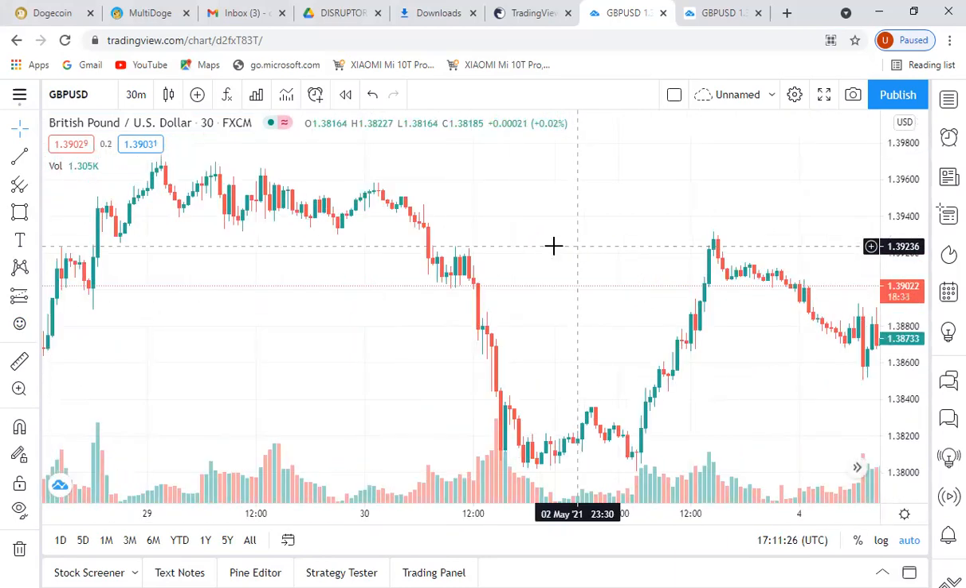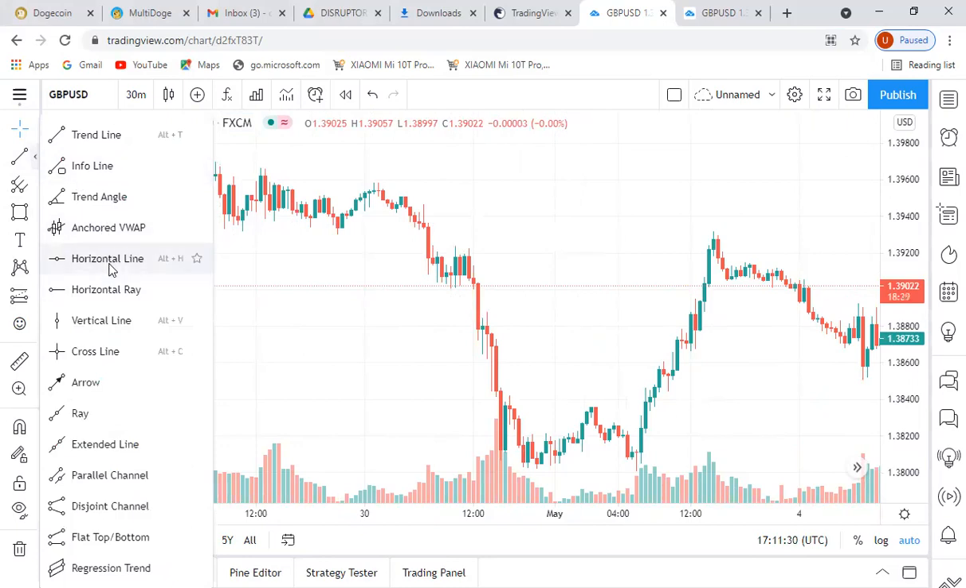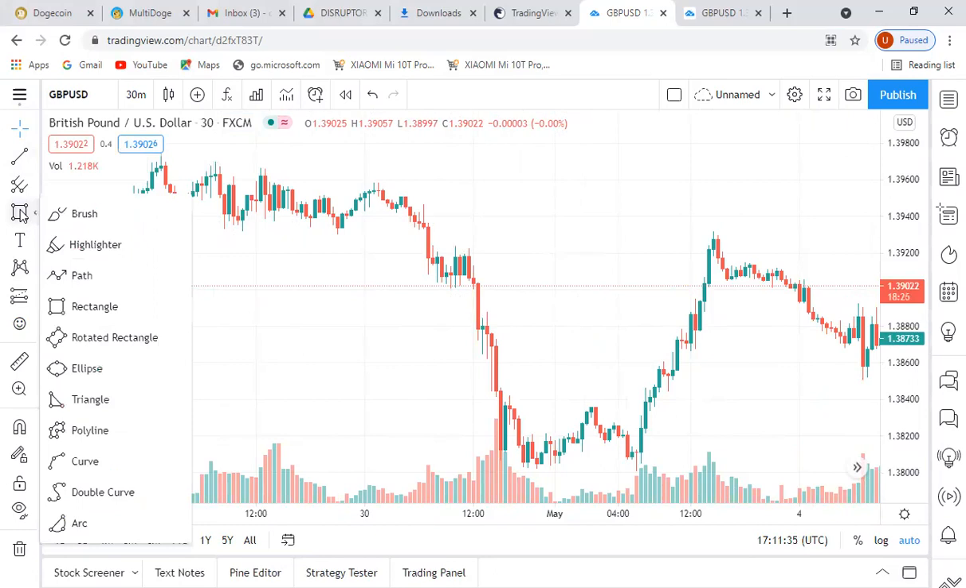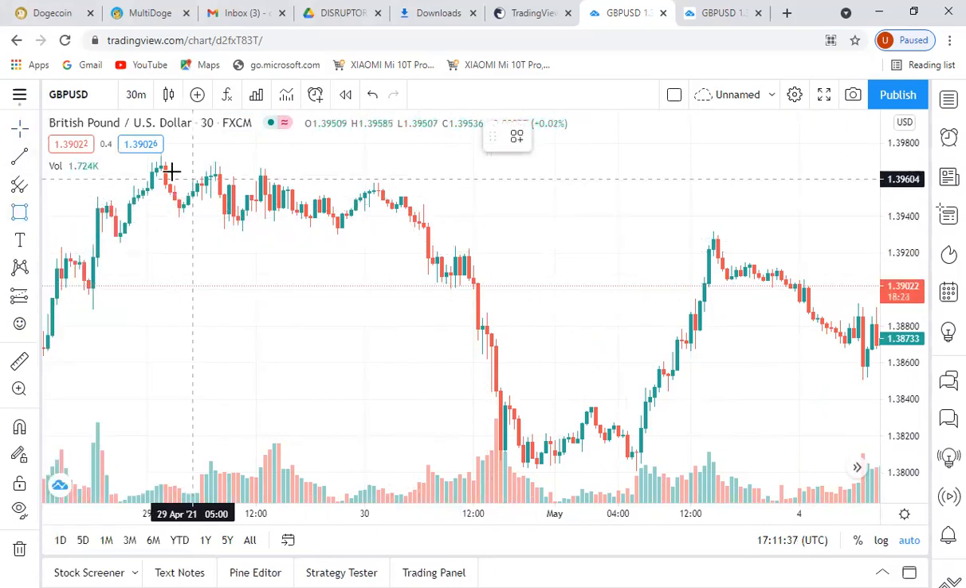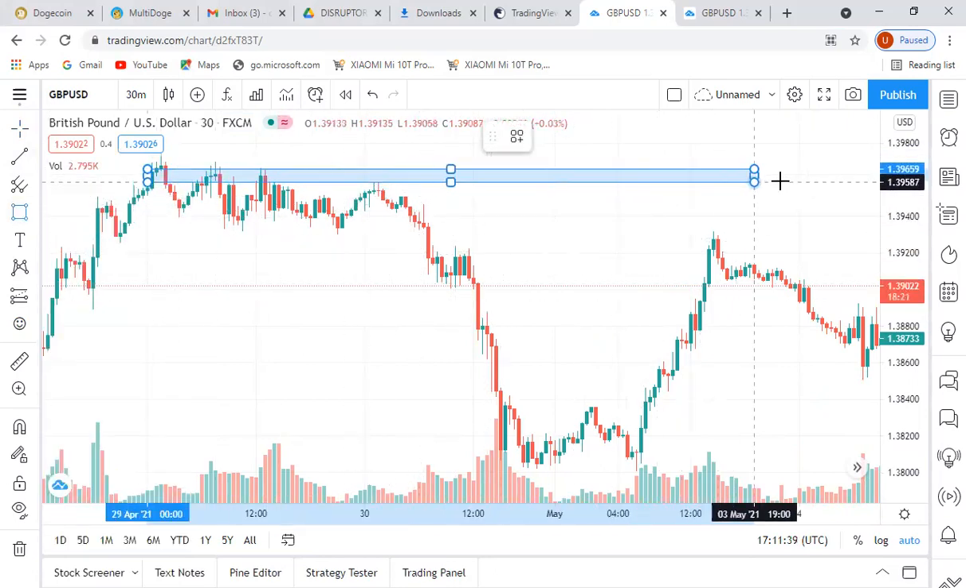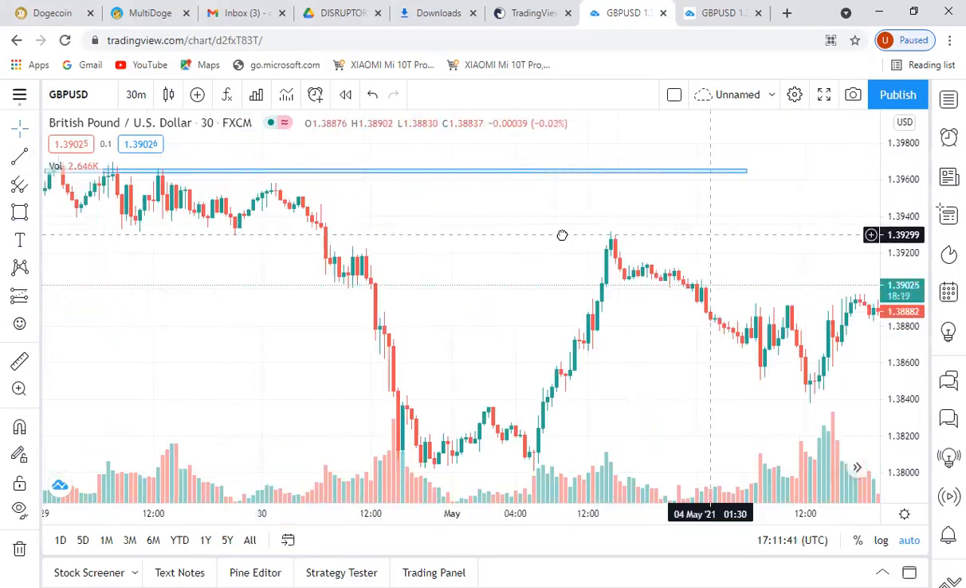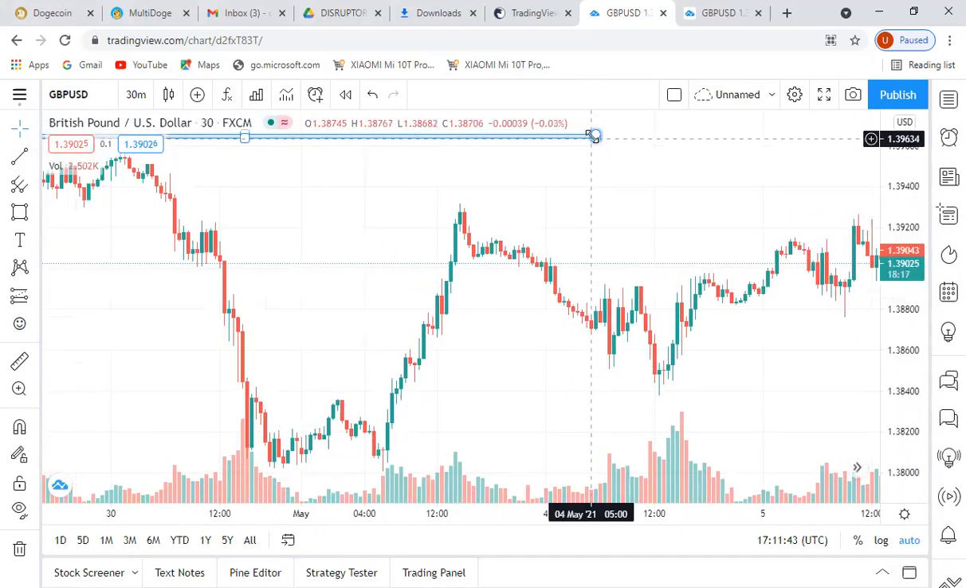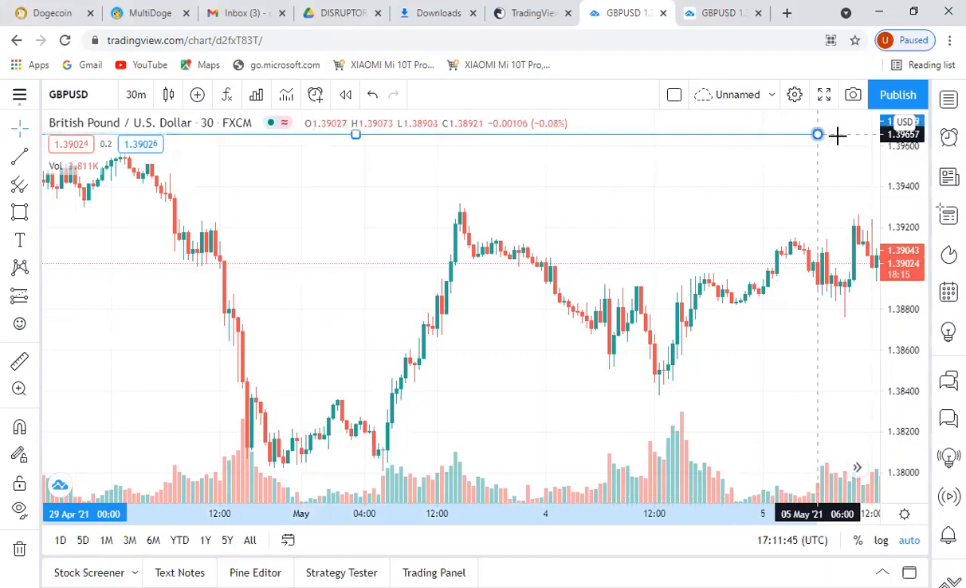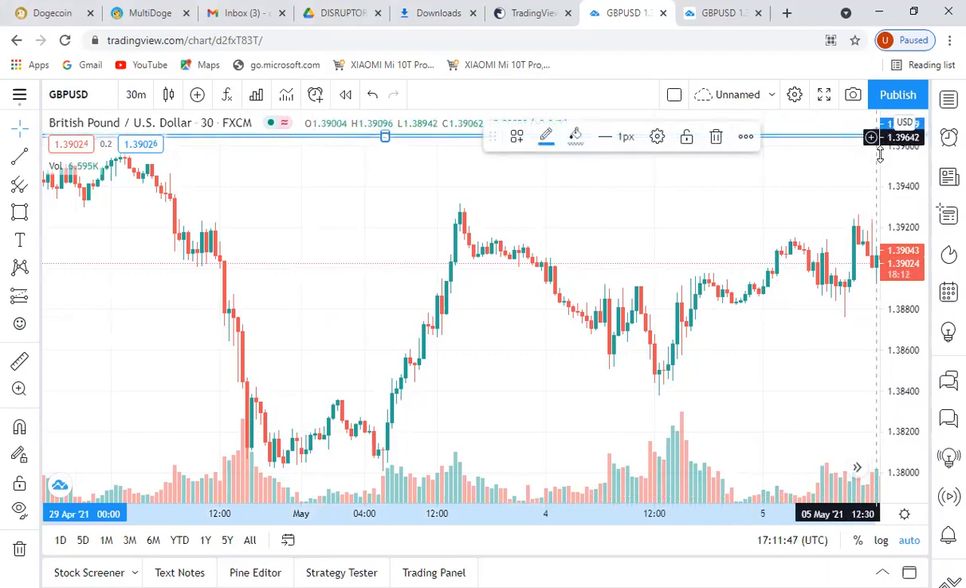So now what do we do? The first thing I told you, you either use your horizontal line or you use your rectangle box tool. For now, I'm going to use the rectangle box tool because of the shading I will have here. So this is the highest zone on the 30 minutes. I'll just put this straight to this zone. So that is my major resistance for now.